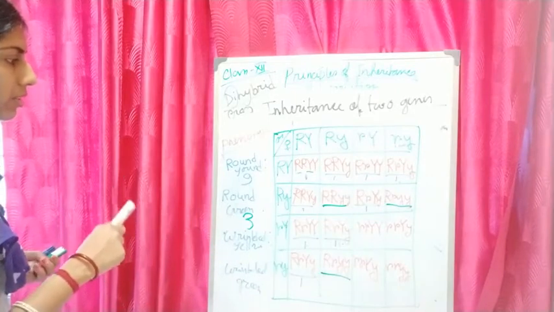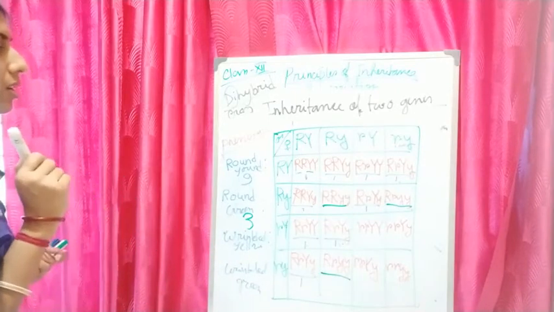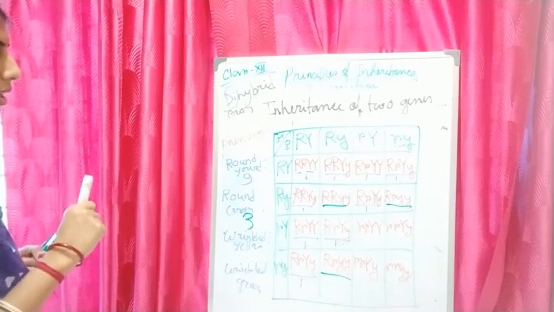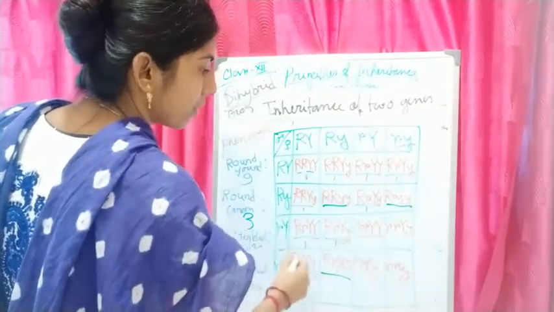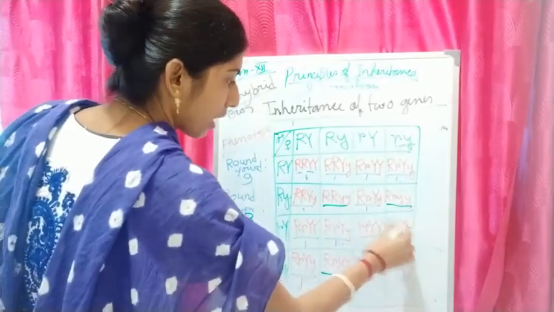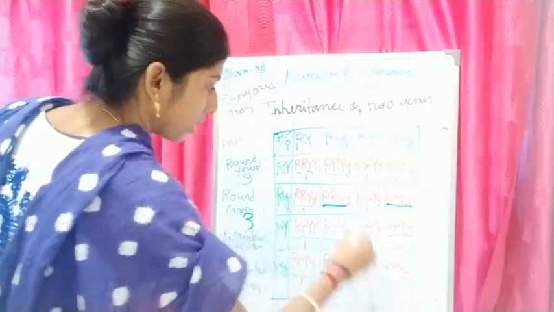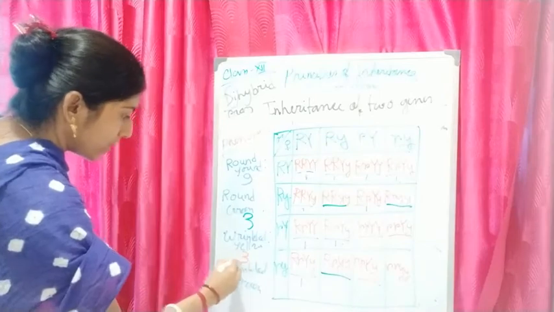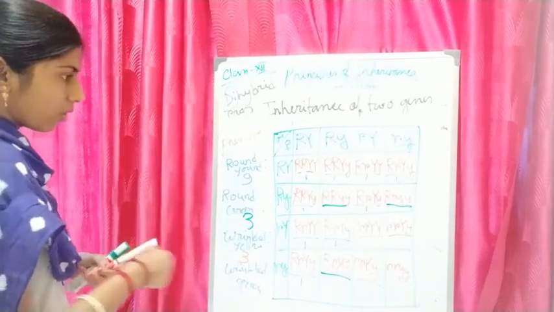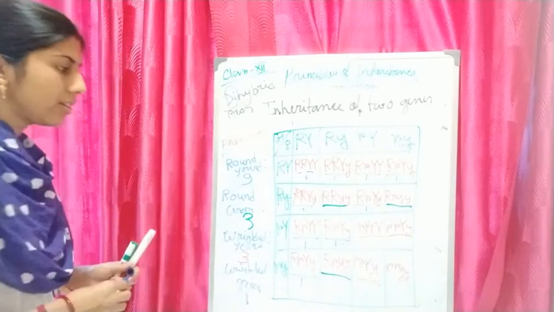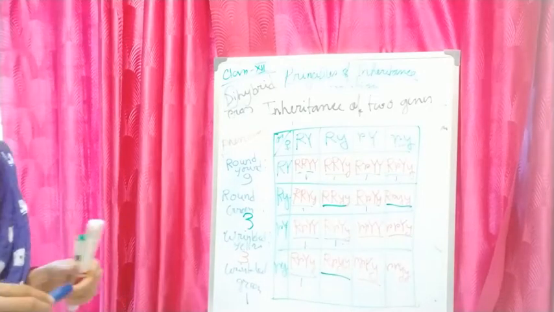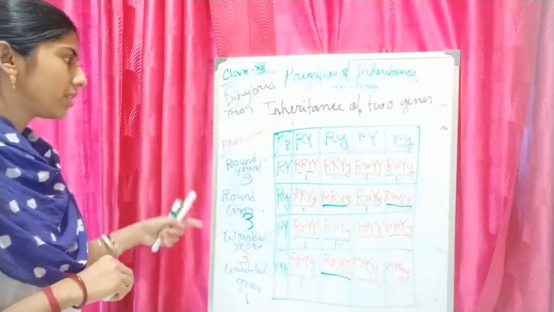What will be the genotype? Wrinkle means small r and yellow means capital Y. So we have to find small r capital Y. Small r capital Y 1, small r capital Y 2, small r capital Y 3. So the number will be 3. And only one is left. So that one is wrinkle and green, small r, small y. So that is the phenotypic ratio of the dihybrid cross.